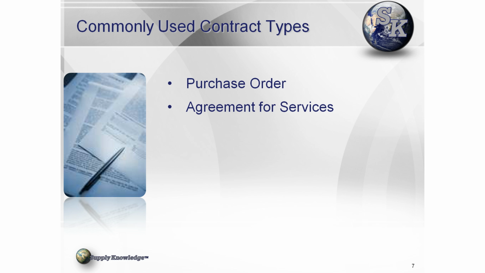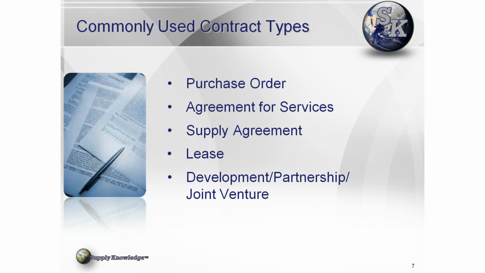There are a number of contract types, including purchase orders, which are offers to buy, the agreement for services, a contract type used primarily for services where the Uniform Commercial Code does not apply, supply agreements, which take many forms but are considered master agreements where the terms and conditions cover many releases, a lease in its various forms, and contracts for product development, formal partnerships, and joint ventures.